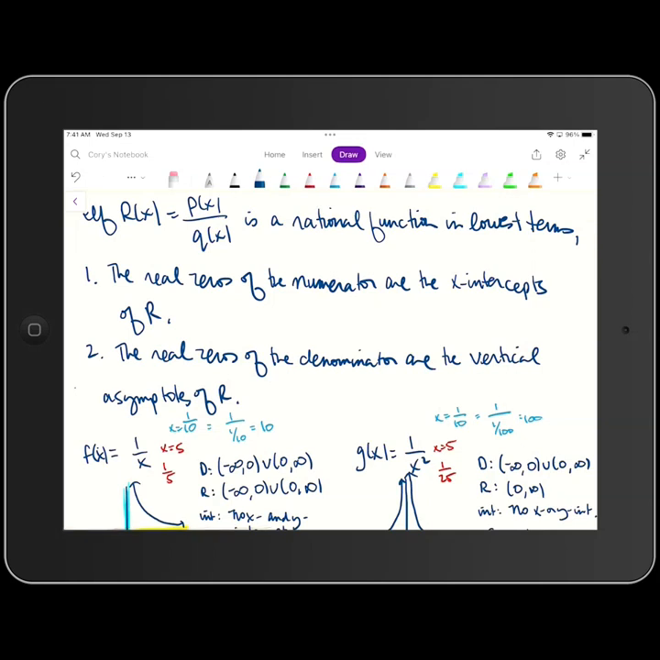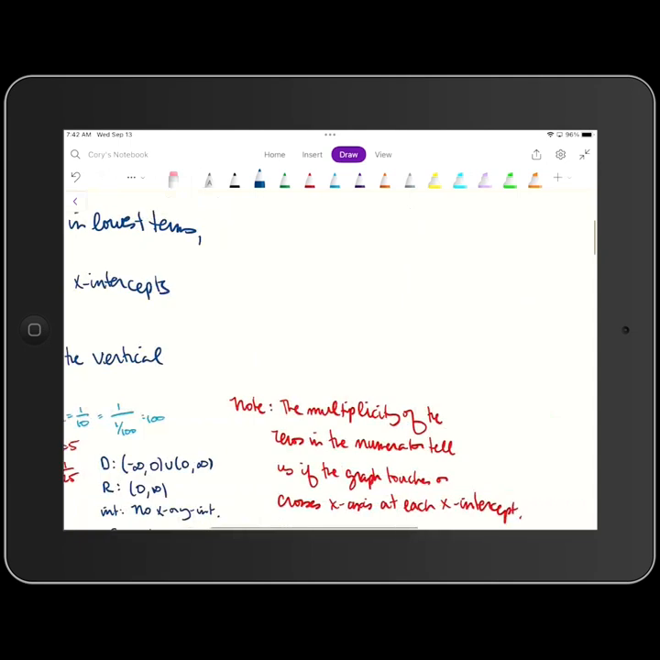Now, I want to go back to discuss the x-intercepts and the vertical asymptotes really quickly. So just as we had with polynomial functions, when we have x-intercepts for polynomial functions, the multiplicity of the x-intercept dictates whether the graph touches or crosses the x-axis at each x-intercept. And that is going to hold true for rational functions as well.